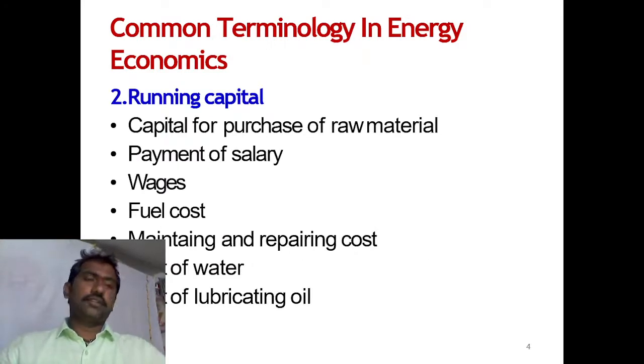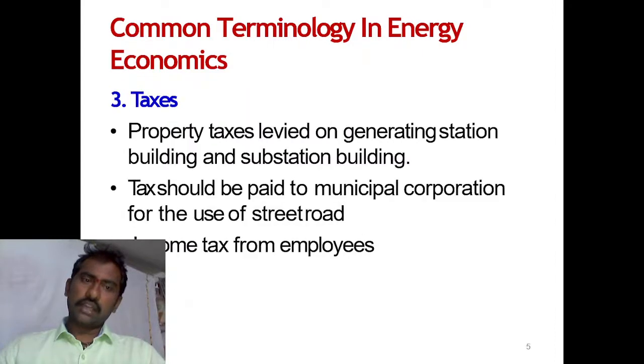And running capital cost. Running capital means capital for the purchase of raw material. While the industry is functioning, some raw materials will be required, so the cost of purchasing that raw material comes under the category of running capital. Also, some workers are present in the industry, so we have to pay salaries and wages to those personnel. So payment of salaries and wages, fuel cost, maintenance and repair cost, the cost of water, and the cost of lubricating oil all come under the category of running capital.